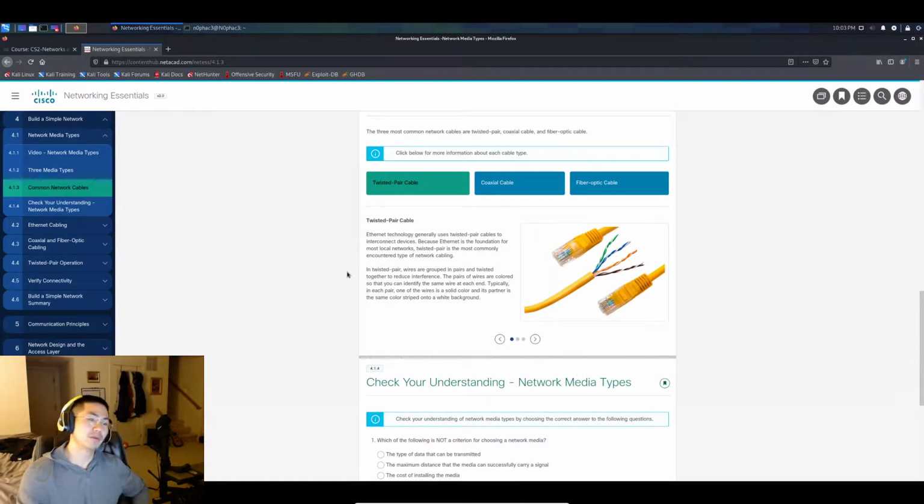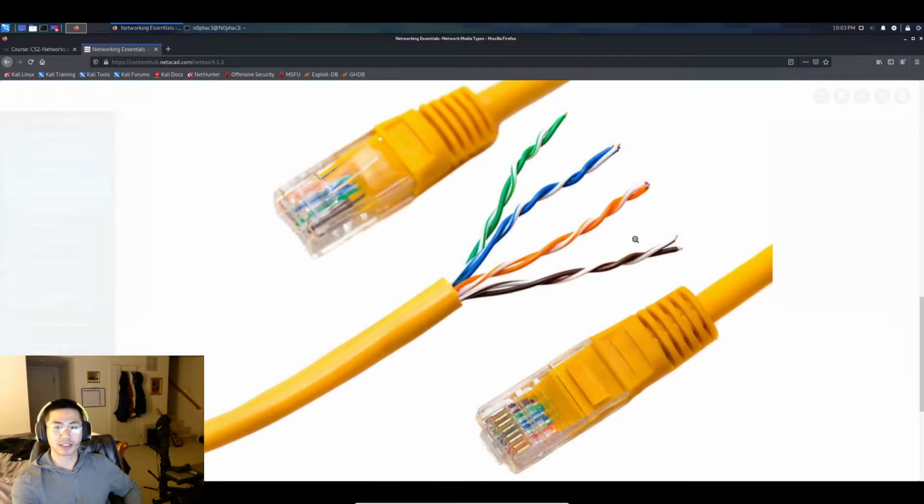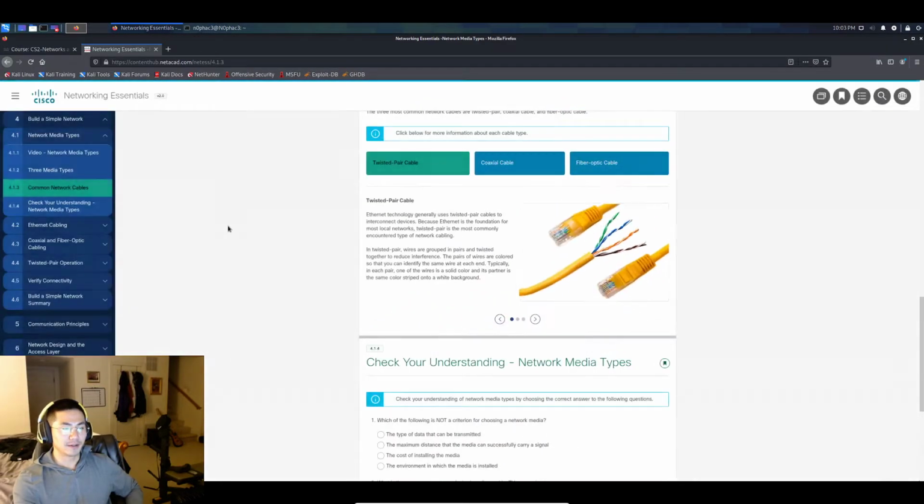The types of network cables. I'm pretty sure everyone has seen these kind of cables, right? Your Ethernet cables. They're also known as twisted pair cables. And the reason why they're called twisted pairs is because literally there are wires grouped in pairs and twisted together. And the reason they do that is so that it can reduce interference with each other, so that they don't touch each other.